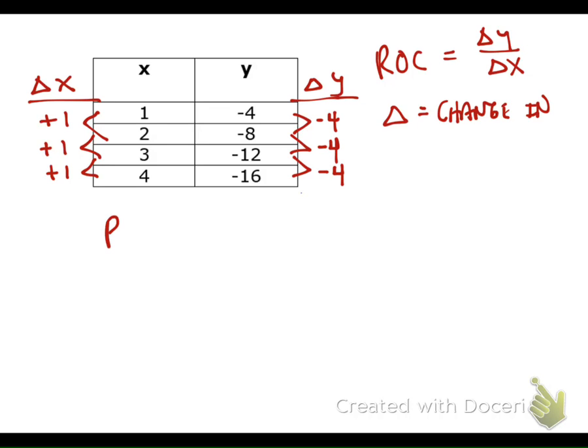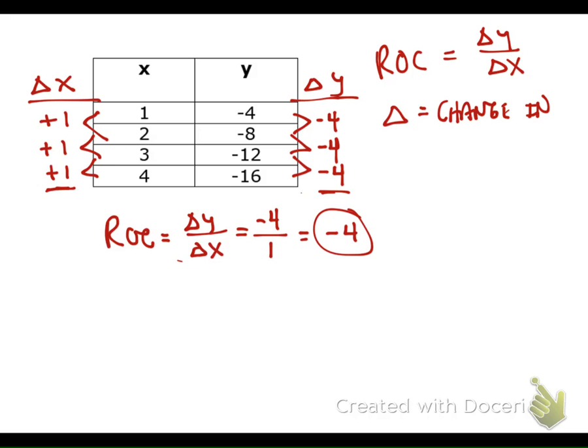So to find my rate of change, I need to put my delta y over delta x. Now, since they're all the same this time, it should be nice and simple. I had negative 4 for change in y. Change in x was positive 1. Now I reduce this: negative 4 divided by positive 1 is just going to give me negative 4. This tells me that the rate of change in this situation is negative 4.